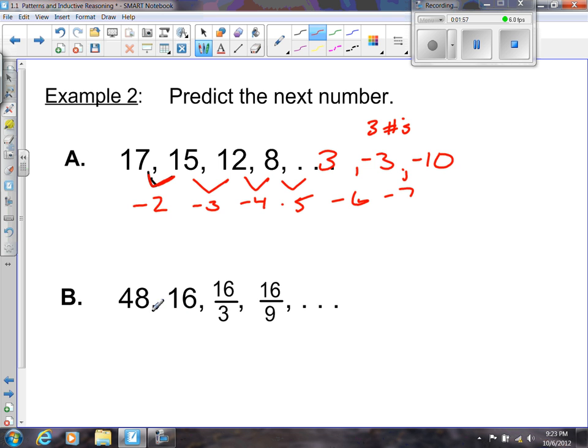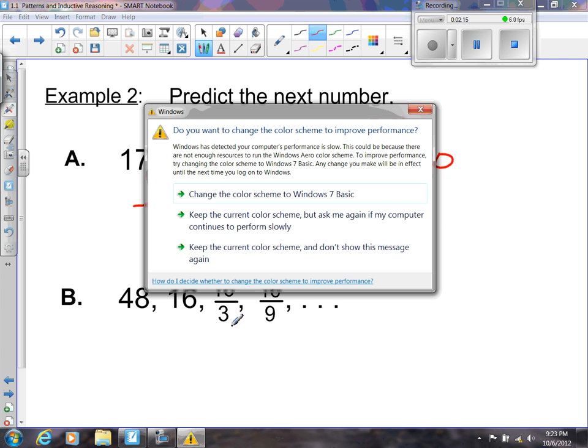Here, 48 to 16, you could figure out your difference. And then 16 down to 16 thirds, I'm like, okay, how did that happen? 16 thirds to 16 ninths. Notice that you're not going down by the same amount.